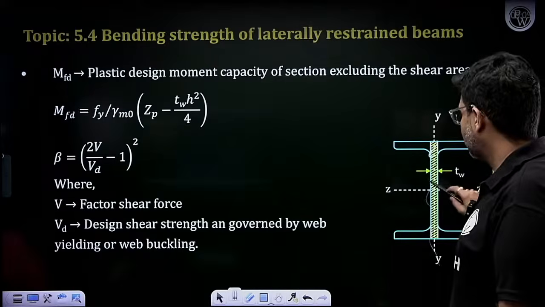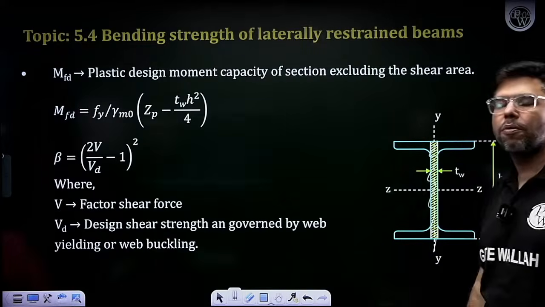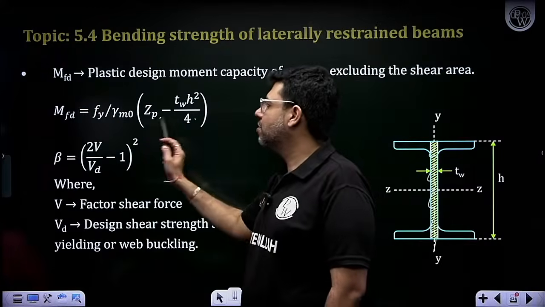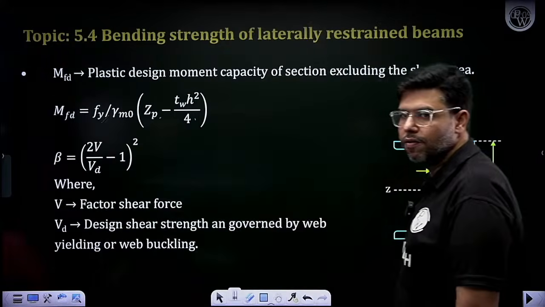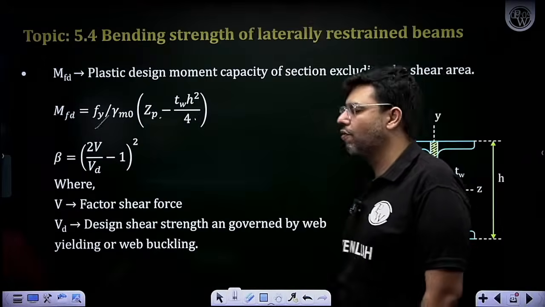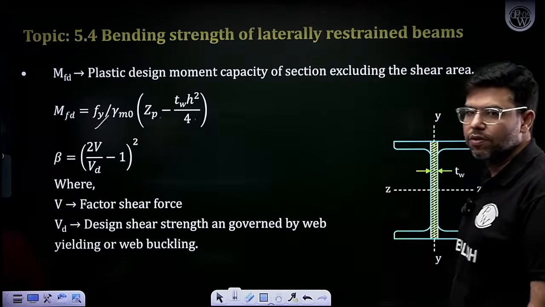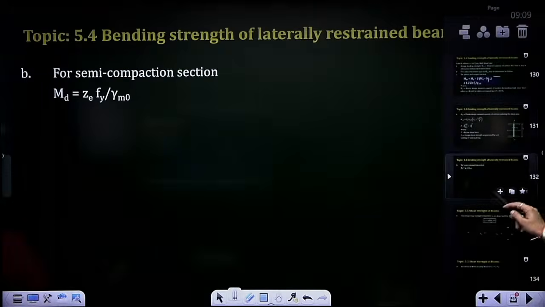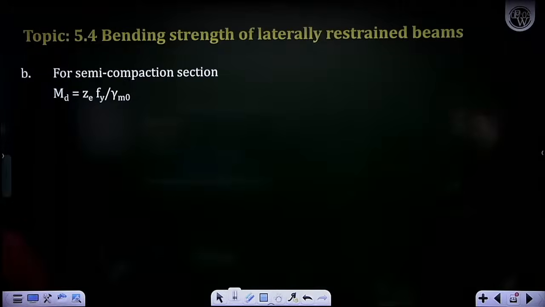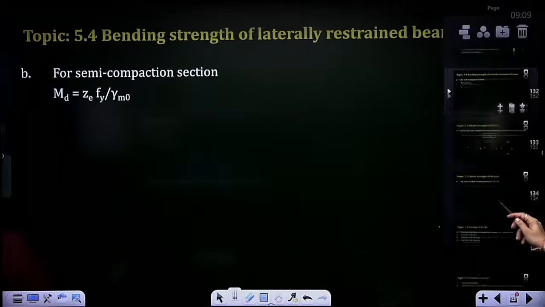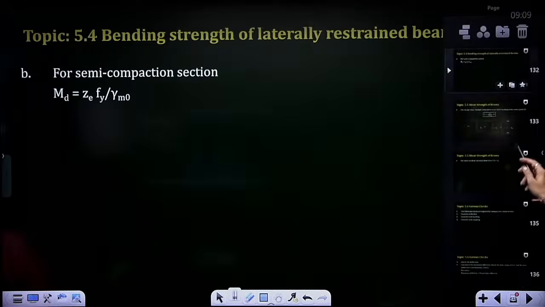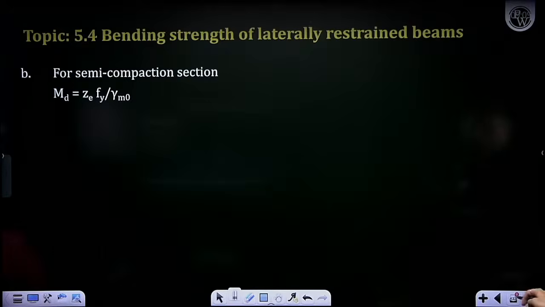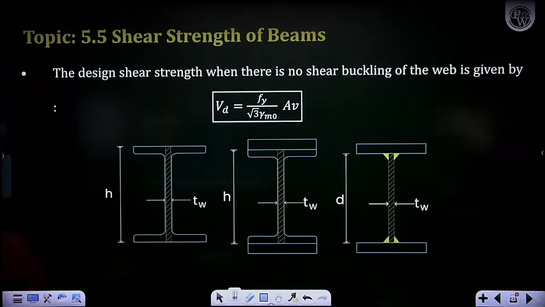So, the plastic section modulus for this web area will be tw h squared by 4. So, fy by gamma m0 times (Zp minus tw h squared by 4) will give me Mfd, and beta is equal to (2V by Vd minus 1) squared. V is the factored shear force, whereas Vd is the design shear strength of the member. For semi-compact section, you can directly write Md is equal to Ze fy by gamma m0. That was for plastic and compact section.